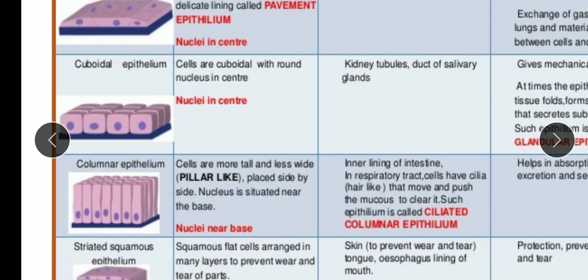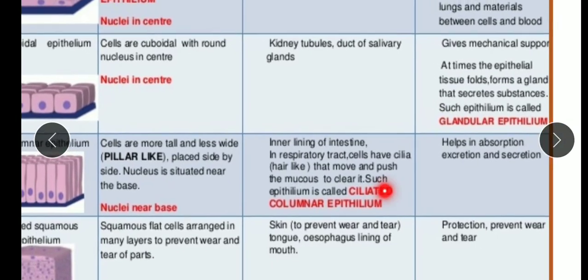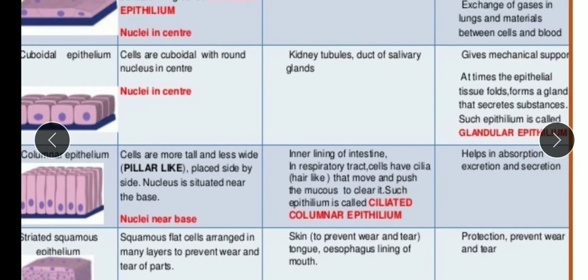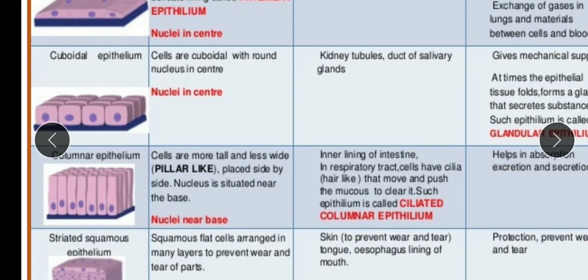Understood? So the cilia are the hair-like structures present at their free end, and these cilia keep lashing and moving, and help to move the material which enters the organ. So understood? This is known as the ciliated columnar epithelium, here known as the ciliated cuboidal epithelium. And what is the function? Help in the absorption, excretion and secretion.